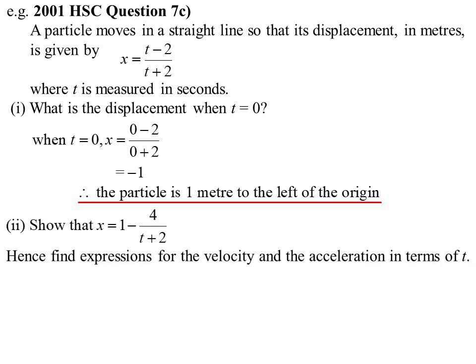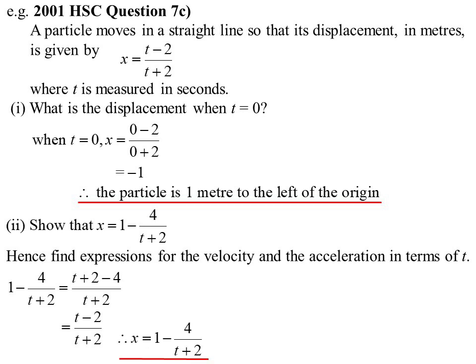This is where they're really giving them a huge hint. Show that x equals 1 minus 4 on (t plus 2). Well, the easiest way then is to actually work from the answer and show I get that (t minus 2) on (t plus 2). Algebraic fraction, and oh yeah, look at that. I get t minus 2 on t plus 2. They are indeed the same thing.